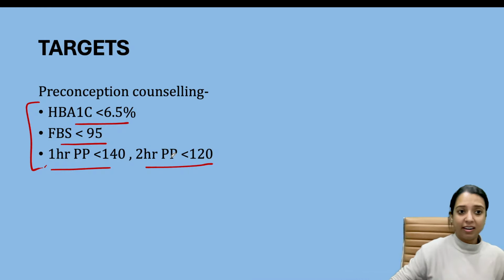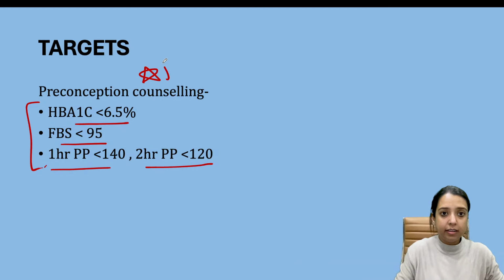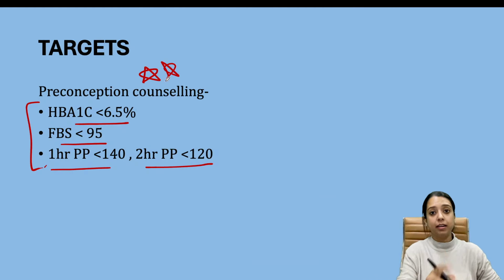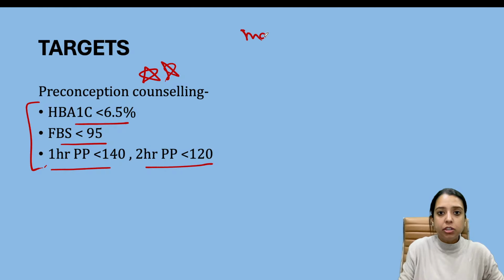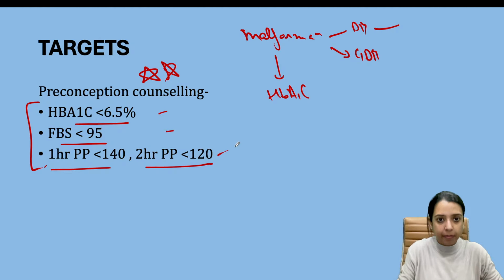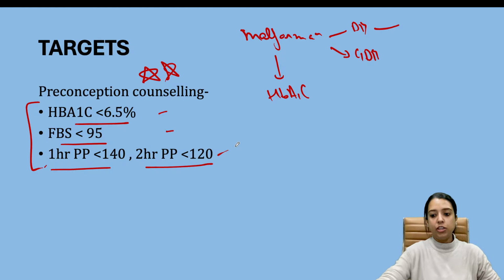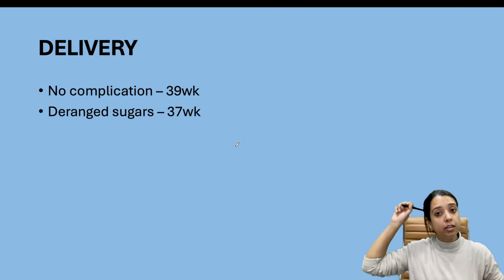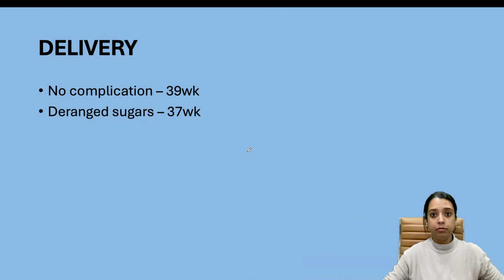So remember the targets. It is important. What should be the targets if you are planning pregnancy, if you are diabetic? First of all, malformation risk is there in diabetes or GDM? Over diabetes. What is the best predictor of malformation? HbA1c. Then what should be the target sugar value? These. I'll share the PDF. Everyone, you have to read the PDF before going to sleep, or at least tomorrow.